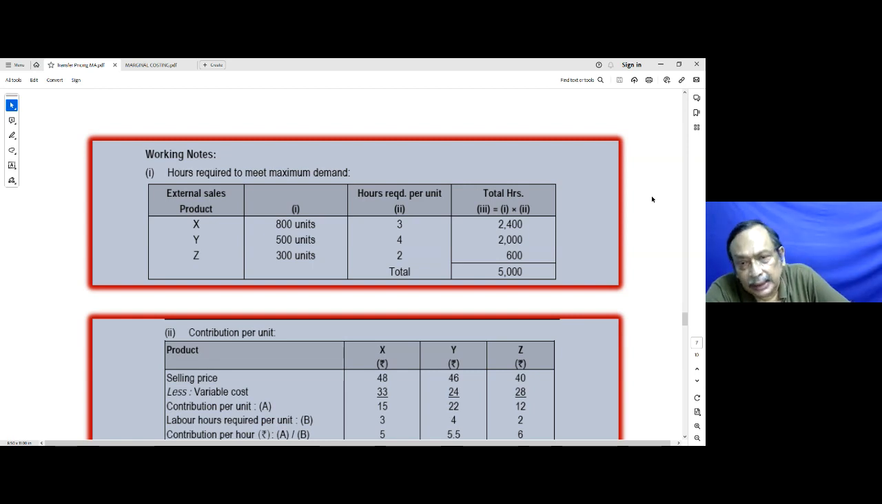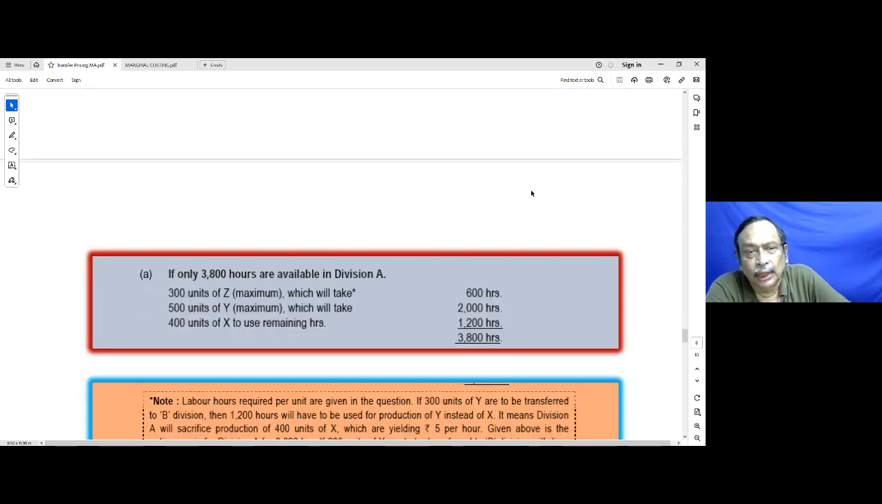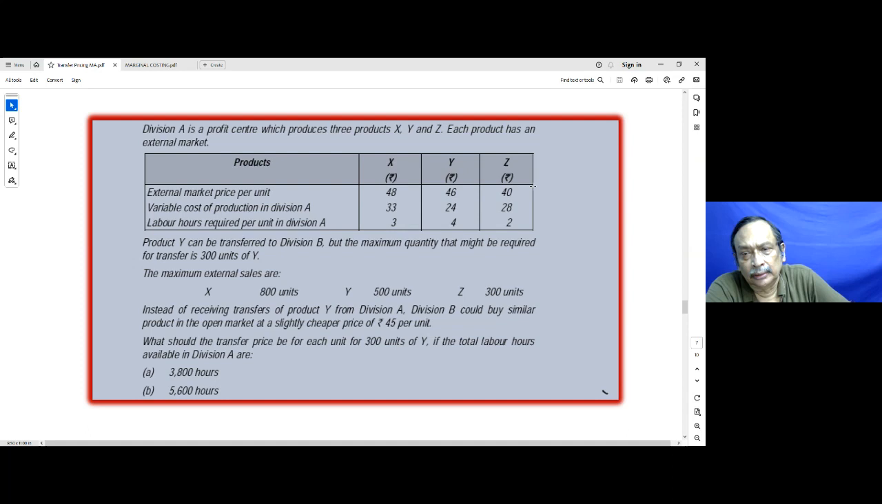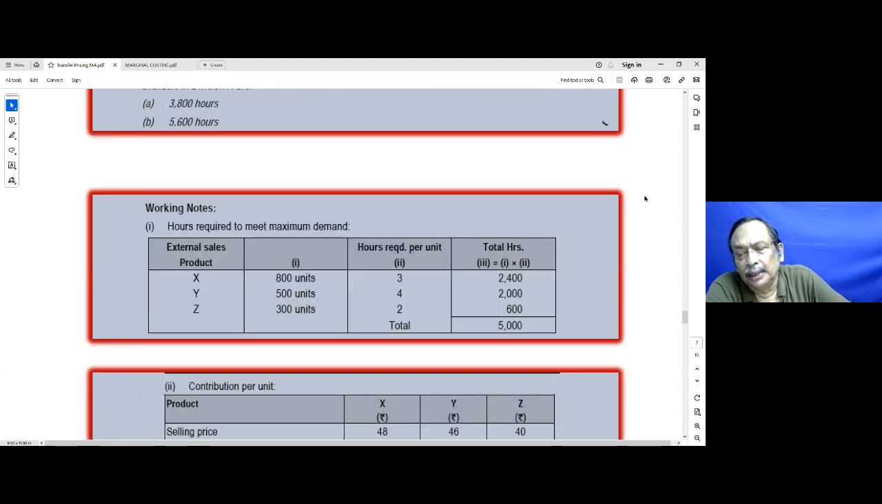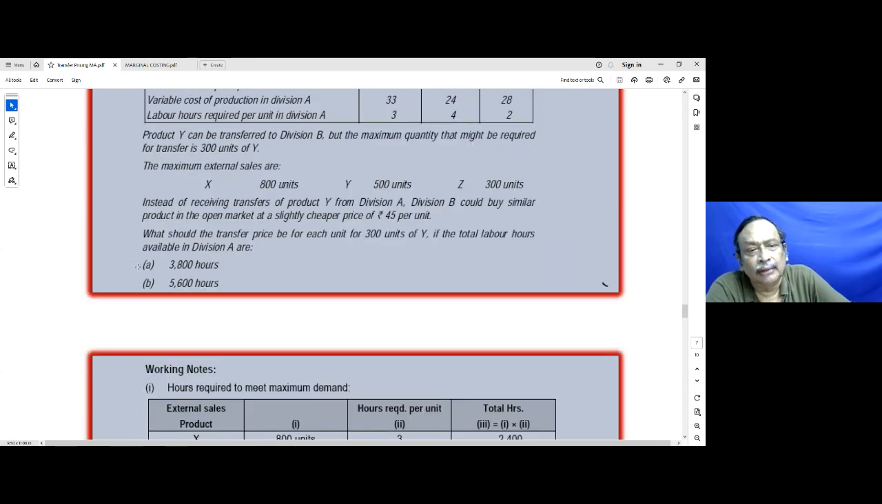So it is seen that even without any transfer, if division A is going to meet the external sales, it will require 5,000 labor hours, but only 3,800 labor hours are available. So definitely labor hours is the key factor, limiting factor, or the principal budget factor. Okay. Now again, if we consider 300 units of Y, it will require another 1,200 hours. The total requirement will be 6,200, but only 3,800 labor hours are available.